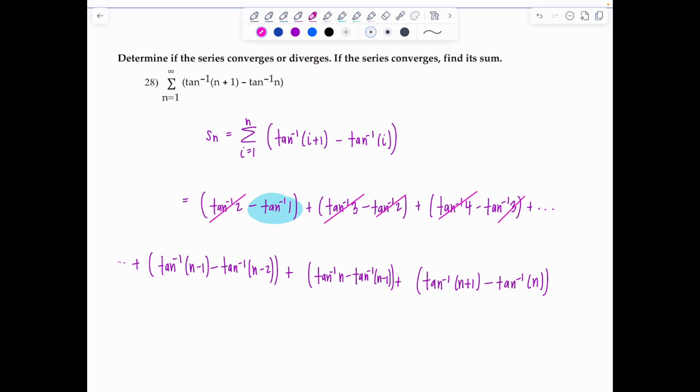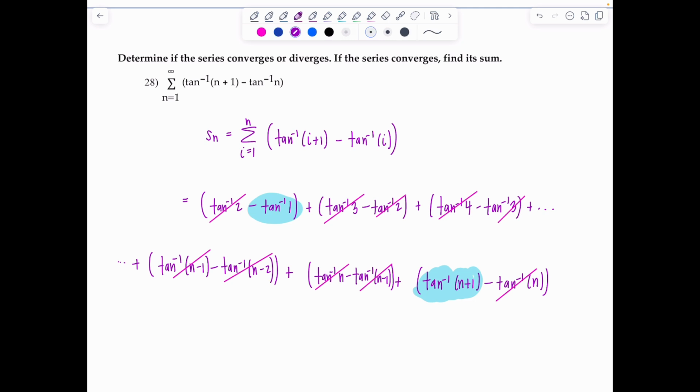Who's canceling? So tan inverse of n minus 1 is gone. Well, if I kept going, just think who would be before. It would be n minus 2, right? So then this guy's going to be gone. You're going to be gone. This tan inverse of n is gone. So here's my one and only survivor: tan inverse of n plus 1.